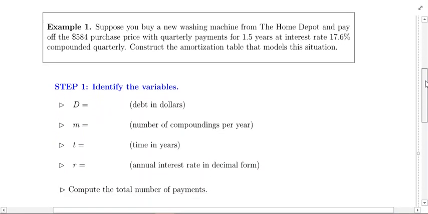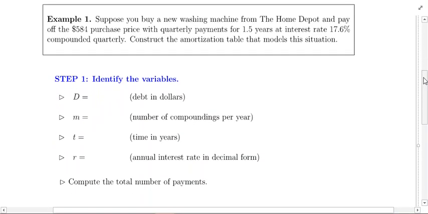It says, suppose you buy a new washing machine from the Home Depot and pay off the $584 purchase price with quarterly payments for 1.5 years at interest rate 17.6% compounded quarterly. Construct the amortization table that models this situation.